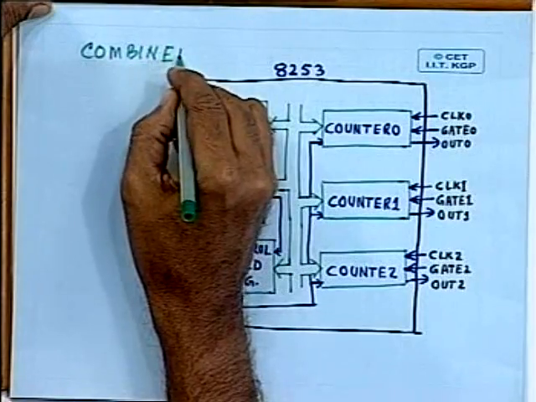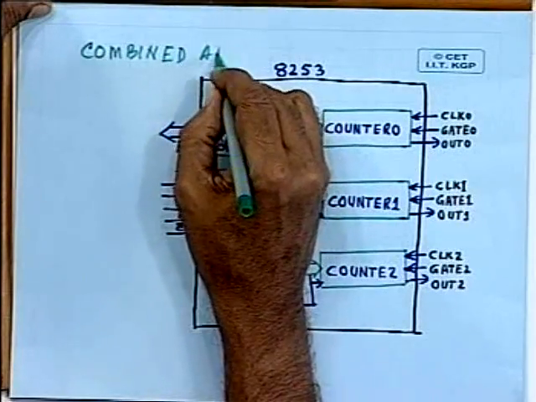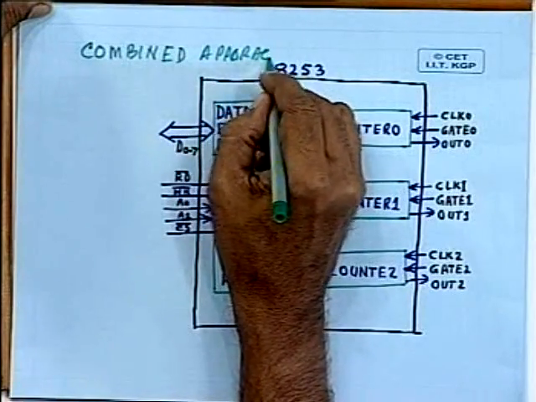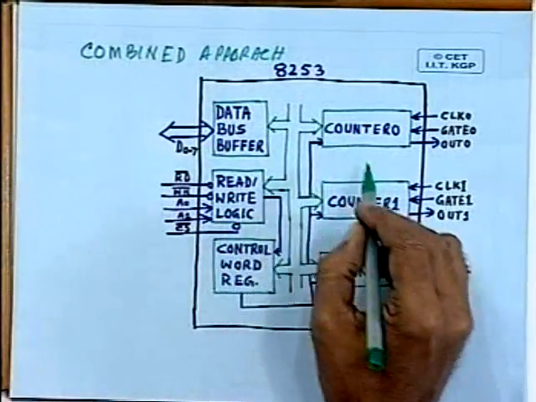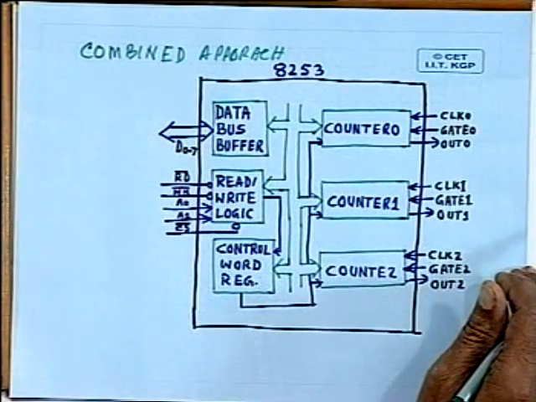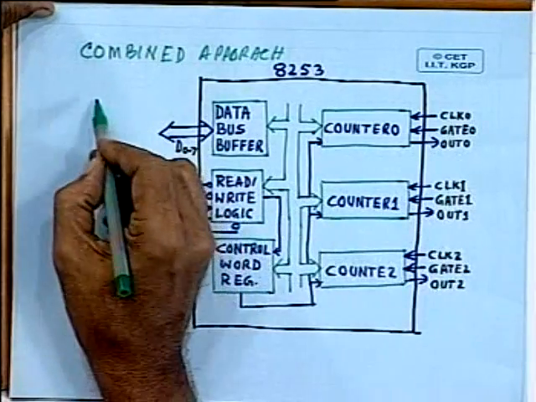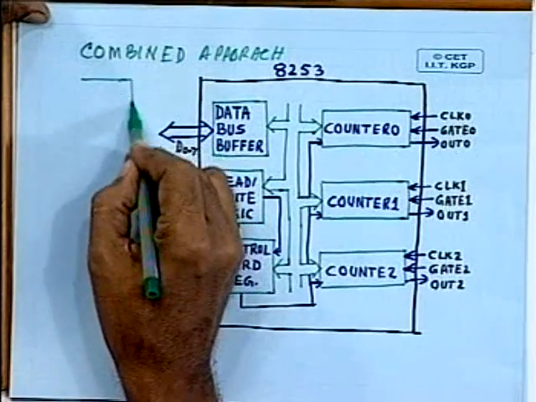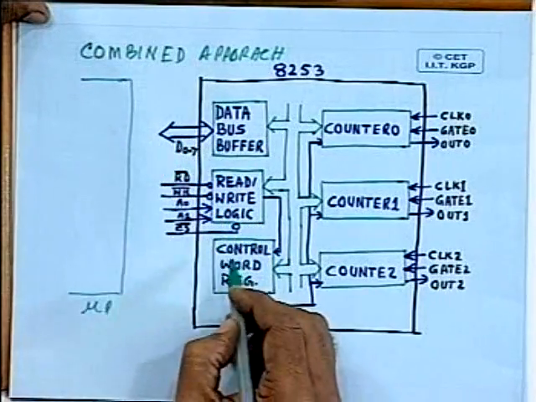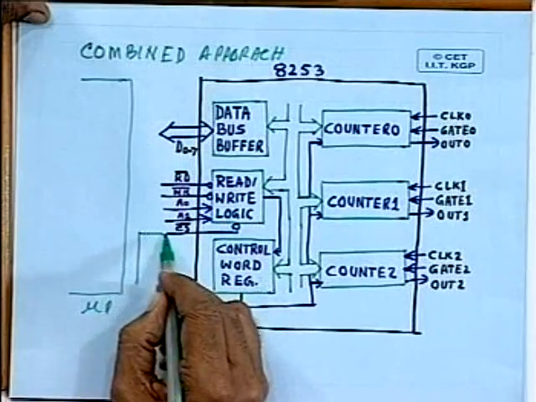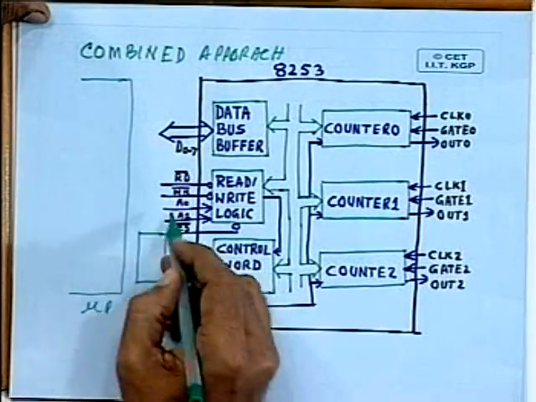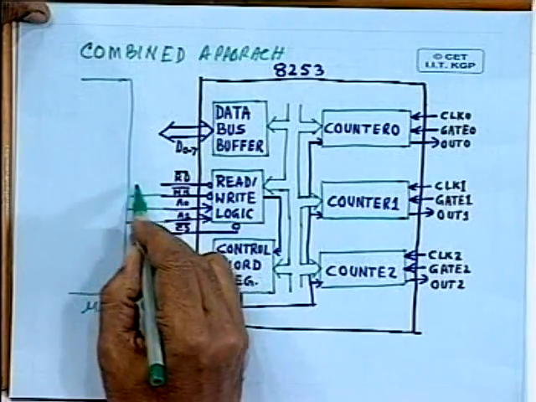In this combined approach, we make use of a special programmable device known as the 8253 timer counter chip. And this can be interfaced to the microprocessor the usual way. This goes to the system bus of the microprocessor. You can see these lines will go, and you have to use some decoder circuit to generate this particular chip select signal. Otherwise, these signals will directly come from the microprocessor, as you already know.